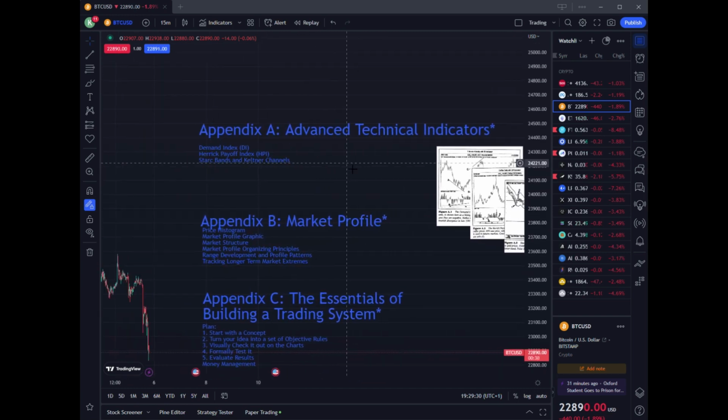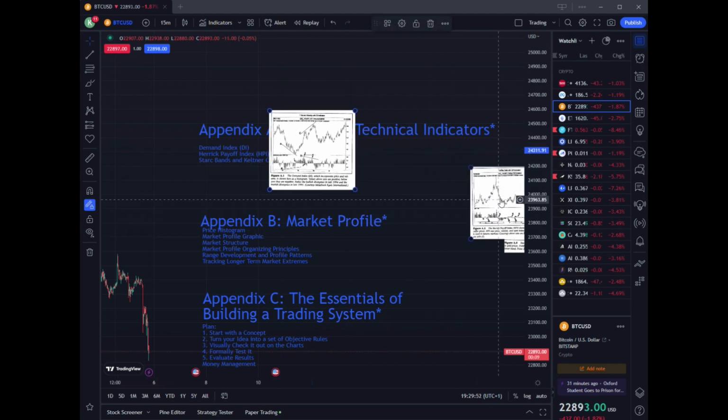So Appendix A, Advanced Technical Indicators. There are a couple of indicators which are more advanced. I'm not sure why you didn't put them in the oscillator chapter, which I think was 11. But they're here anyway, so I'll just go over them. The first one is the demand index.